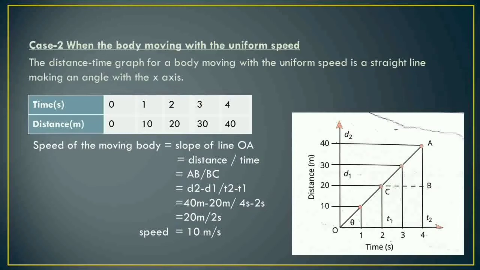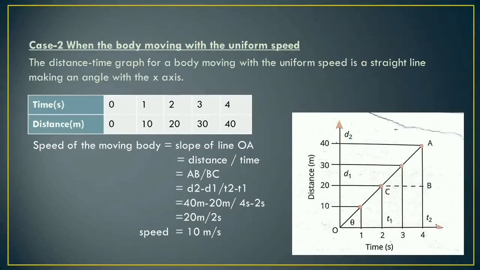Okay, now the question arises: how can we find the speed from this graph when the body is moving with uniform speed? To find the speed when the body is moving with uniform speed, we have to do some calculation, as we know that the speed of the moving body is the slope of line OA. You can see here.